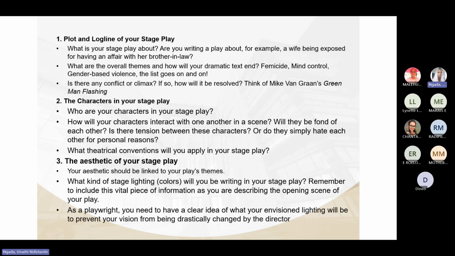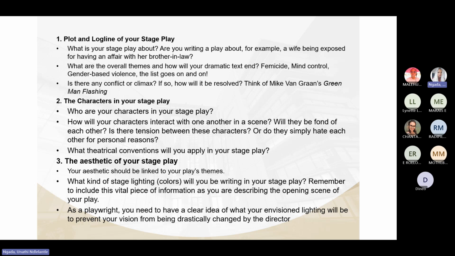Right? So the very first thing is the plot of the stage play. So the plot here is what is your play about? So are you writing about perhaps a wife being exposed for having an affair with her brother-in-law? What are the overall themes in your dramatic text? Do you want to explore the themes of femicide, mind control, gender-based violence? The list literally goes on and on. And is there any conflict or climax? And if so, how is this going to be resolved?